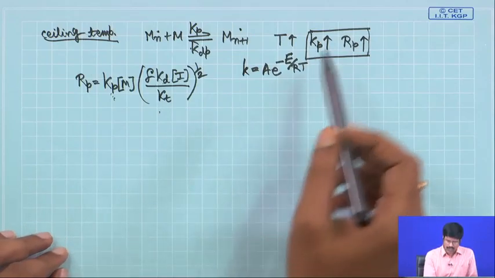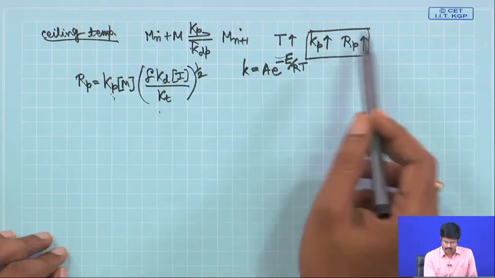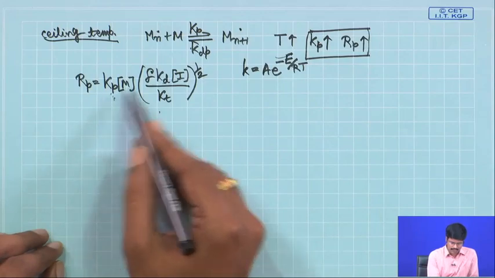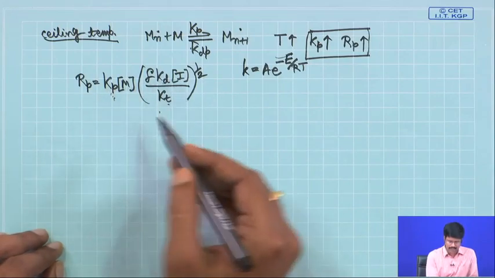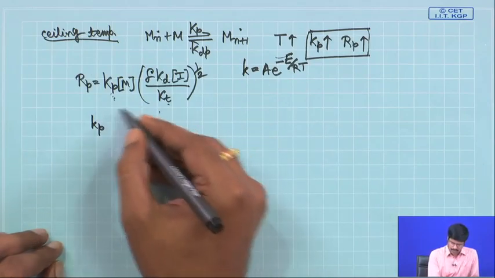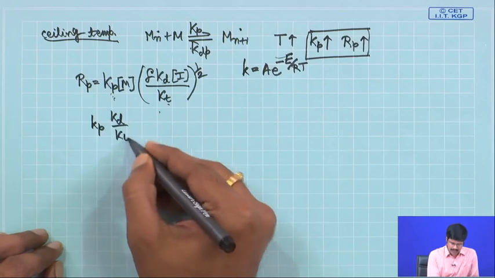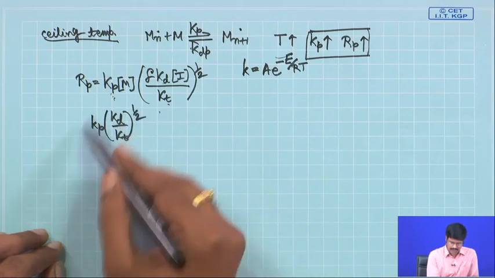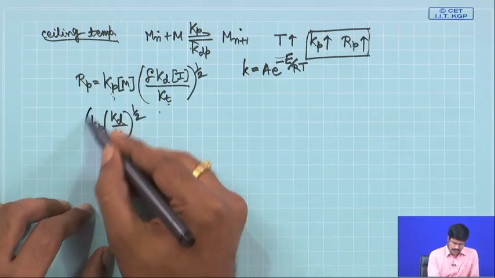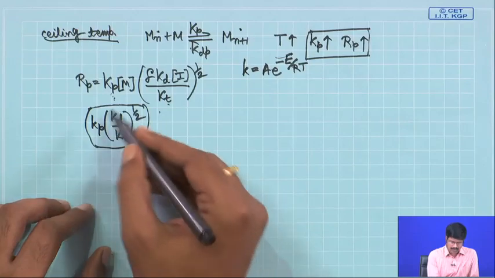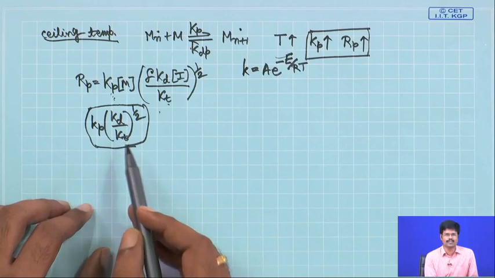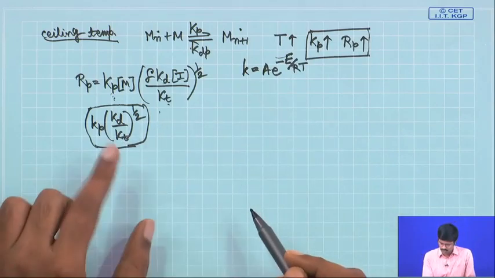So, in order to evaluate the effect of temperature on the overall rate of the polymerization, we have to just extract out the k values from here. So, they will be Kp into Kd divided by Kt to the power half. This particular term is the term that determines how the Rp will change with temperature. So, how this particular term is affected by temperature is then important to study.